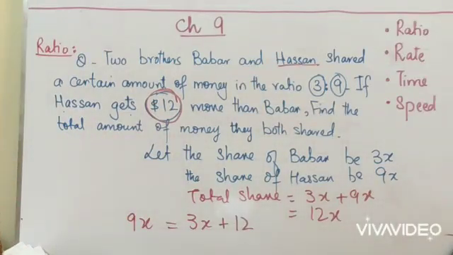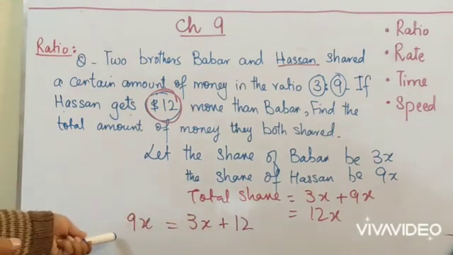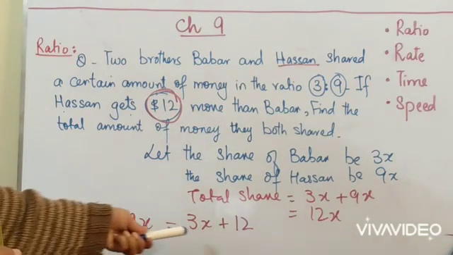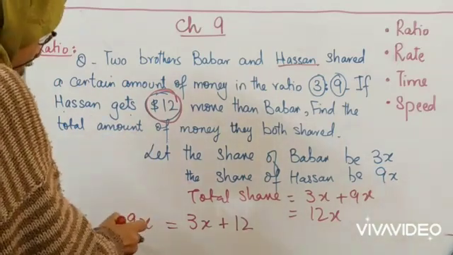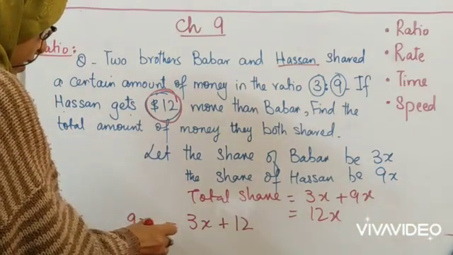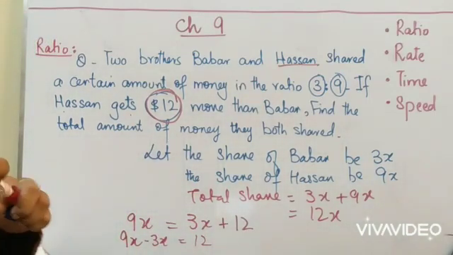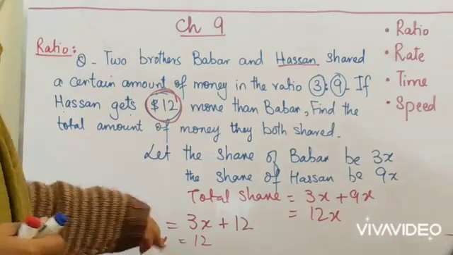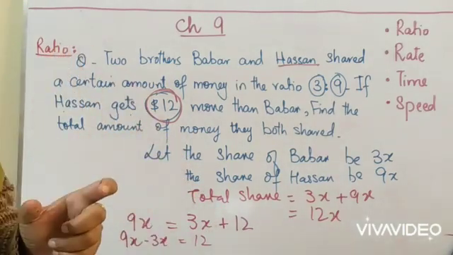You have to find the value of x. It is an equation. Put the like terms together. You have to move 3x to the other side, so the symbol will be changed. 9x minus 3x is equal to 12. Clear? Now solve it. Isolate your x and you will get the value of x.